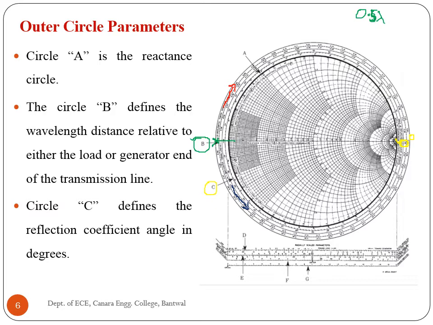The upper half circle is calibrated 0 to plus 180 degree and the bottom half circle is calibrated 0 to minus 180 degree, reflecting inductive or capacitive reactance situations respectively.